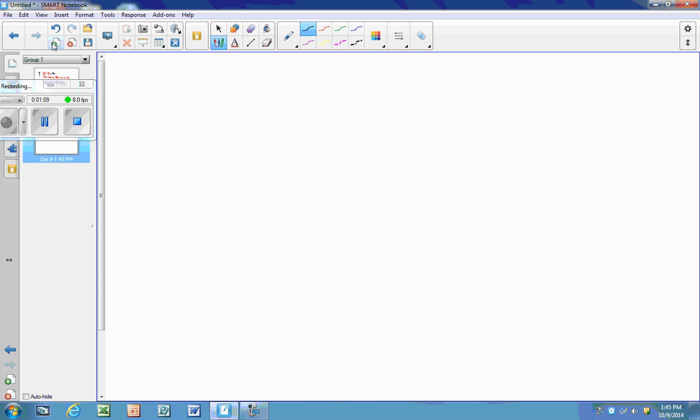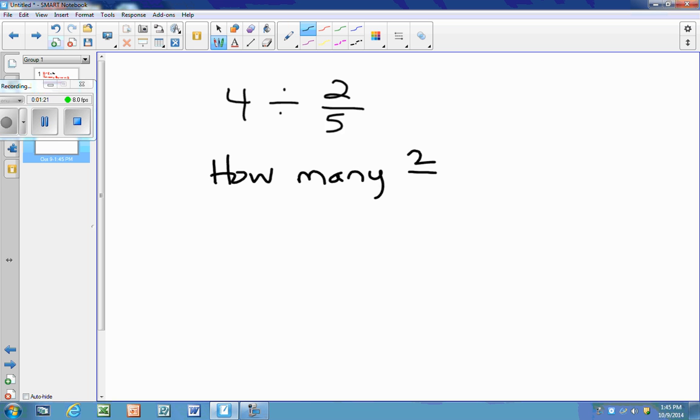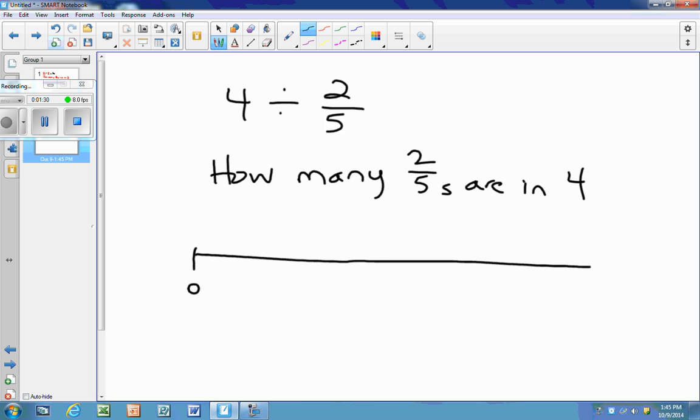Okay, let's try the next one. 4 divided by 2/5, which we know means how many 2/5 are in 4 wholes. So again, you have a single number line. We were working on double number lines in class, but they work similarly. So we have 1, 2, 3, 4. Your line goes on beyond that, but we only need to go up to 4 wholes. So you can darken your mark at 4 wholes.